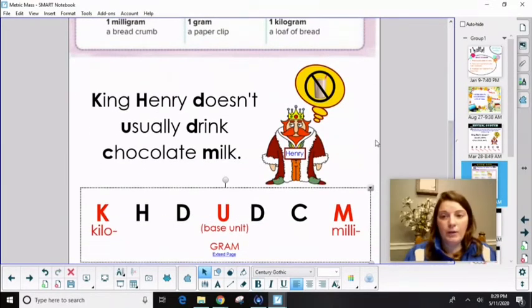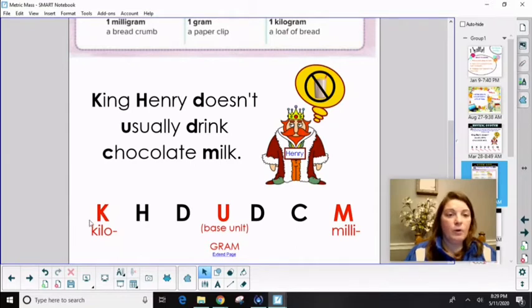So if we look at our continuum, we are only really focusing on the ends and the middle for mass. Kilo would be the biggest one that we work with today. The gram, which is our base unit, and then milli or milligram, which would be our tiny little guy.